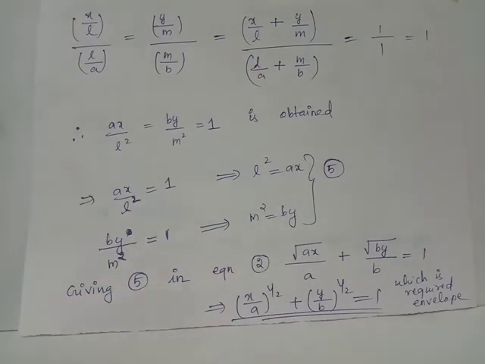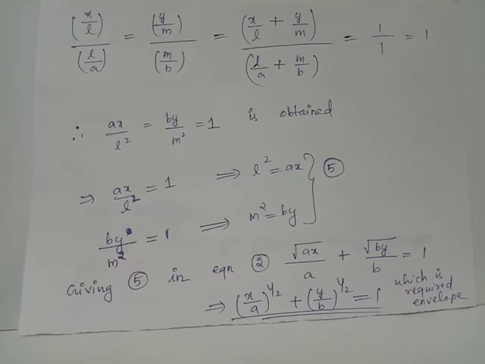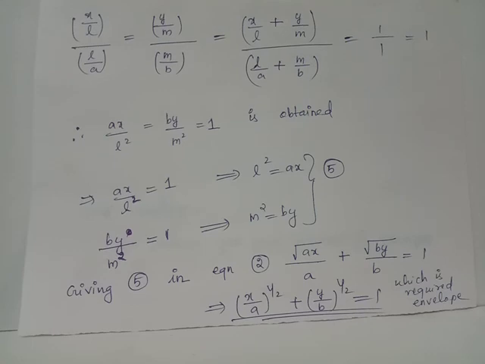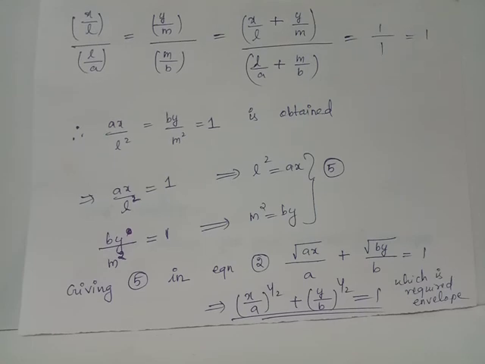You can consider a as root a into root a, and root b into root b gives b. Thus we have root of ax divided by root a the whole square equals root x divided by root a, which can be written as x by a the whole raised to 1 by 2. Similarly, we have the second term root of by divided by root b the whole square equals root y divided by root b, which becomes y by b the whole raised to 1 by 2. And thus we have this expression, which is the required equation of the envelope independent of parameters l and m.